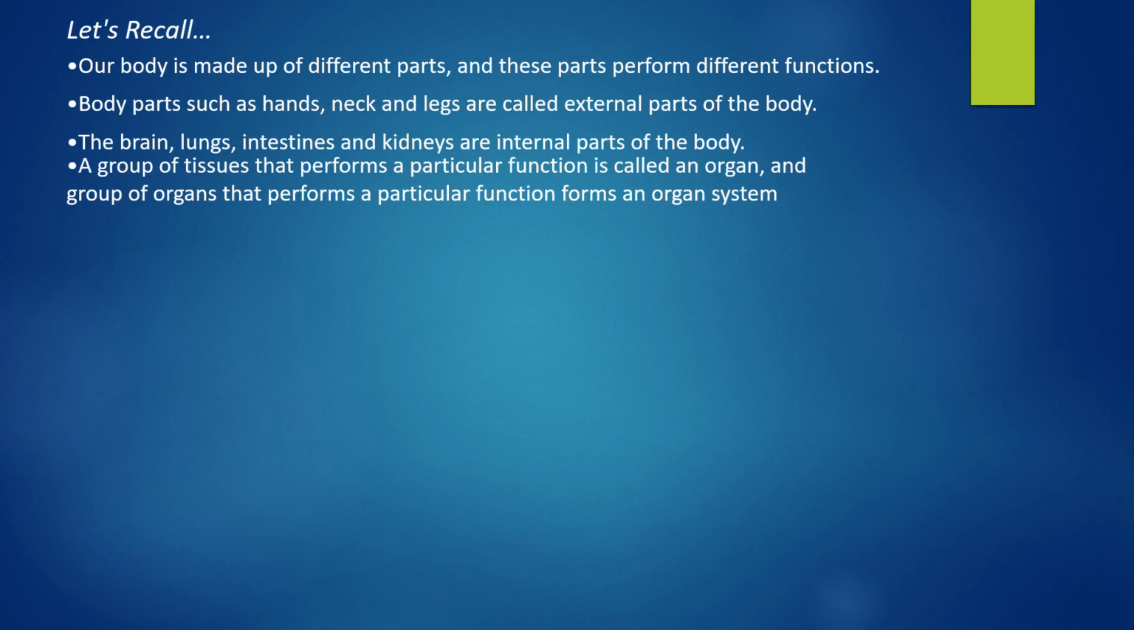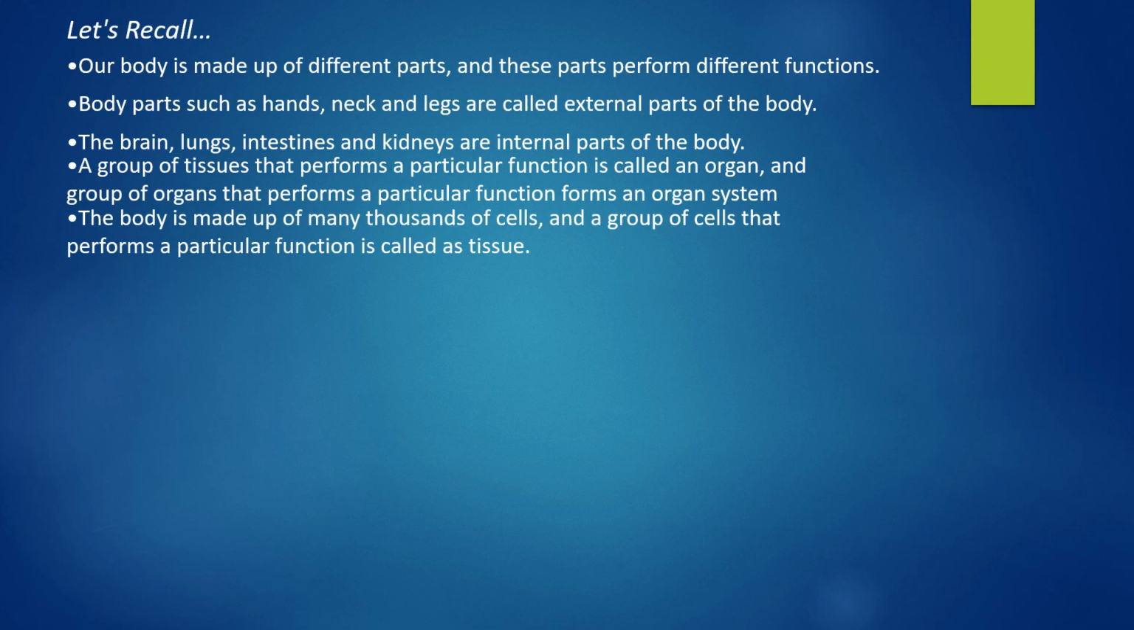A group of tissues that perform a particular function is called an organ. So there are different tissues, a group of tissues that perform in different ways, and a group of organs that performs a particular function forms an organ system. So a group of tissues makes up our organ. This organ works in different ways, and all the organs together are called an organ system.